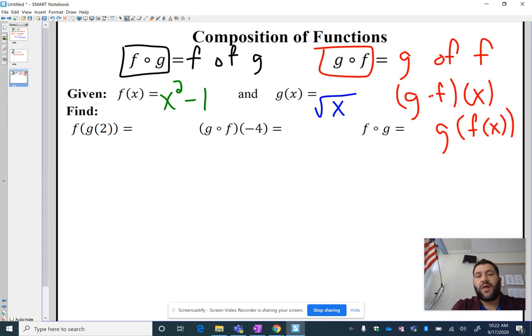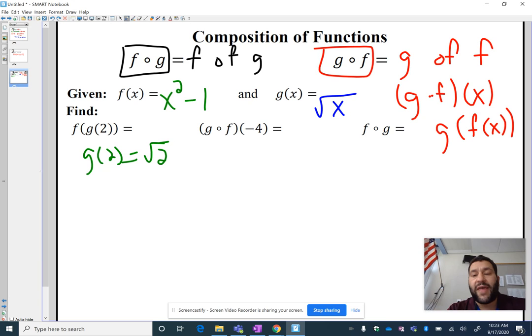So if I gave you the following two equations, if I said f of x is equal to x squared minus 1 and g of x is equal to the square root of x, and I said find f of g of 2, what you need to know is that you always work from the inside out, just like any other parentheses. Inside the parentheses first, then outside. So what we would need to do first is find g of 2. So g of 2 would equal the square root of 2. All I did is put a 2 in for x in the function.